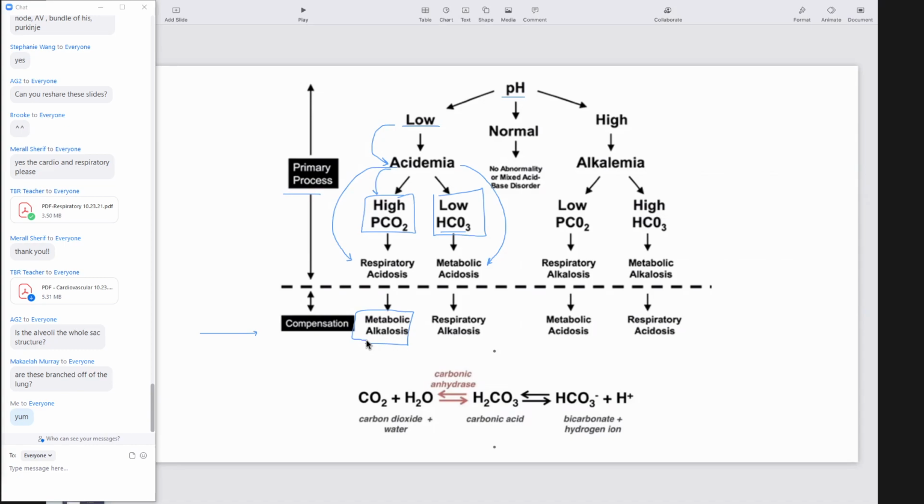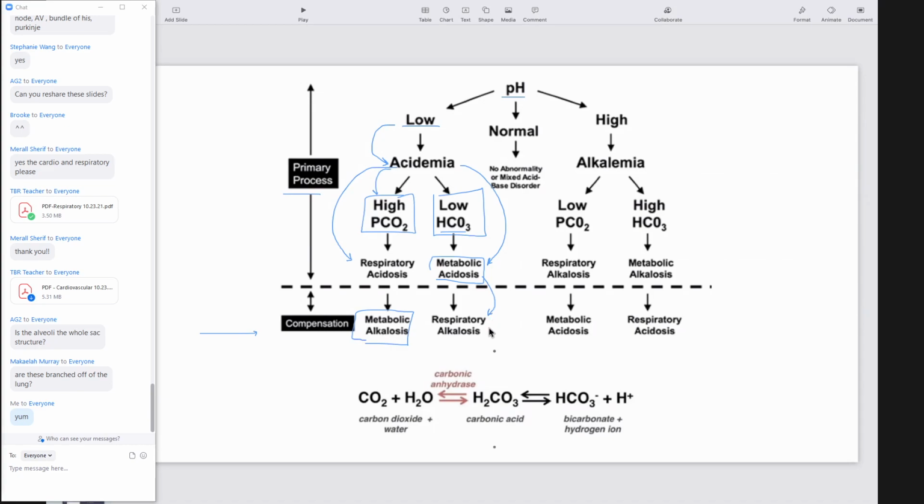We can counteract respiratory acidosis by upregulating metabolic alkalosis. If we have metabolic acidosis, we can breathe faster, blow off more carbon dioxide to create a respiratory alkalosis. An example of a metabolic acidosis: you're working out a lot, creating a lot of lactic acid, going into a metabolic acidosis, so you'll breathe faster to blow off that carbon dioxide.